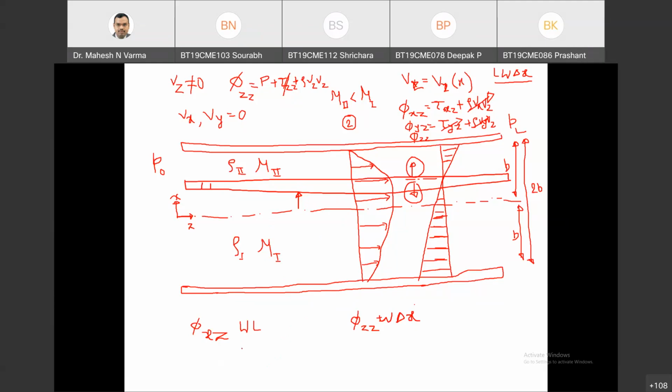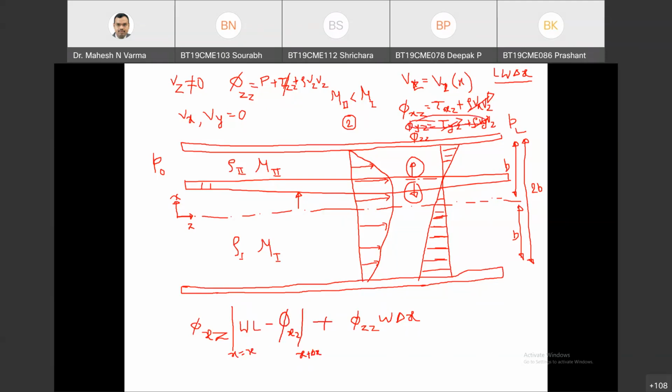So it will be phi xz at x equals 0, and another one will be minus phi xz at x equals x plus delta x. This is in x direction. Now this term is actually 0, so you need not consider it.